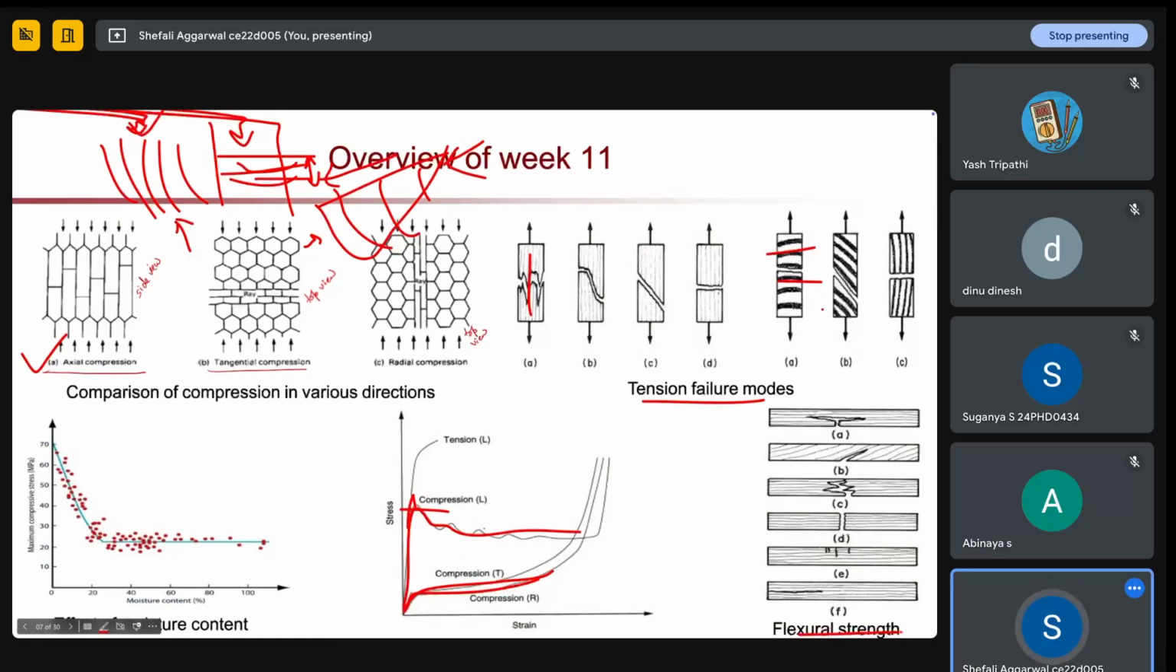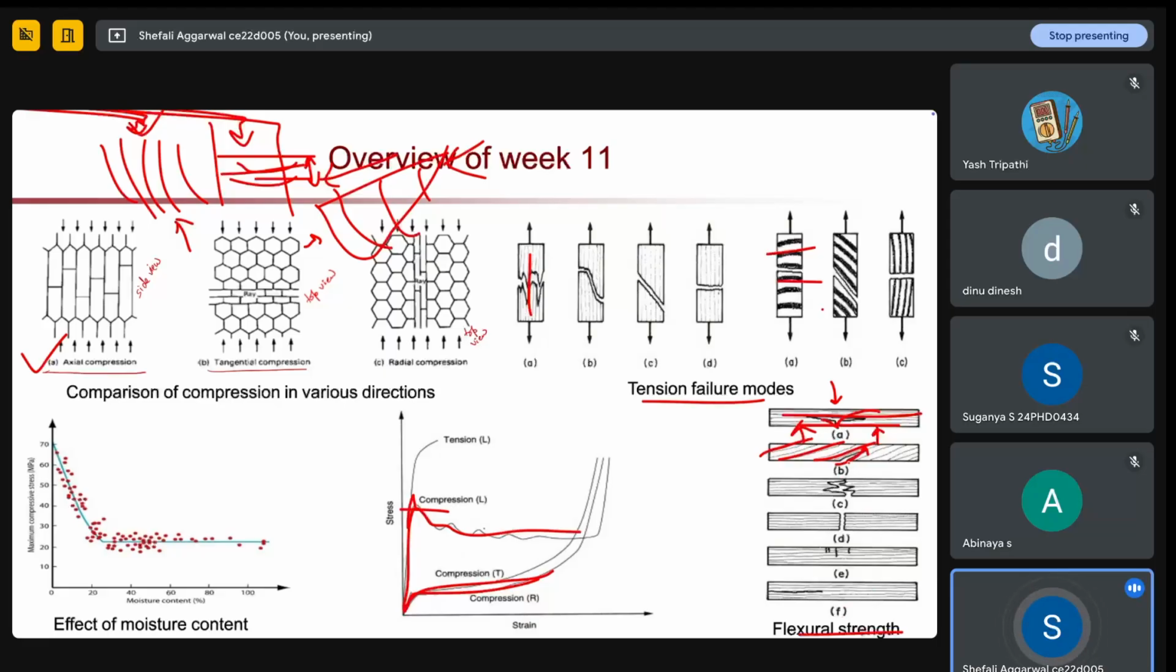The last thing is flexure strength failure. If we are looking along the grains and you apply some flexure load, firstly your wood will split from the bottom, and then it will keep on splitting depending on the direction of your wood. So if you see the rings are in this direction, it is splitting in this way. However, here the rings are in an angular direction, so it is splitting in this direction. In the same way, the type of loading and amount of loading will affect your type of flexure failure.